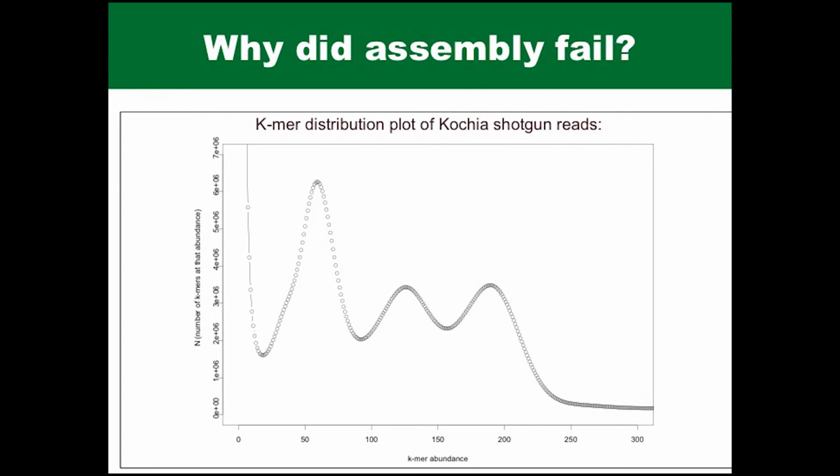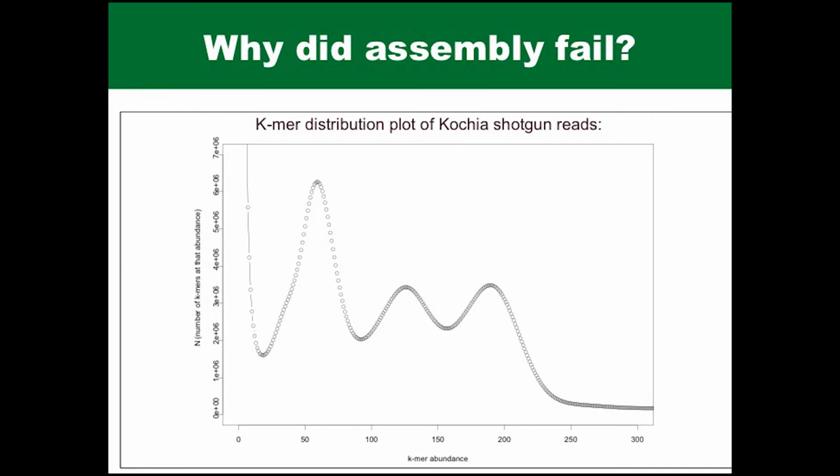So why did it fail? Why did that not work out very well? Well, this is one of the observations that we found that's really quite unique in terms of kochia that hasn't been seen in a lot of other genome assemblies. What you're looking at here is what's called a k-mer distribution. The assembler takes those reads and breaks them up into small words of around 25 letters, so 25 nucleotides, and it just starts building from those.